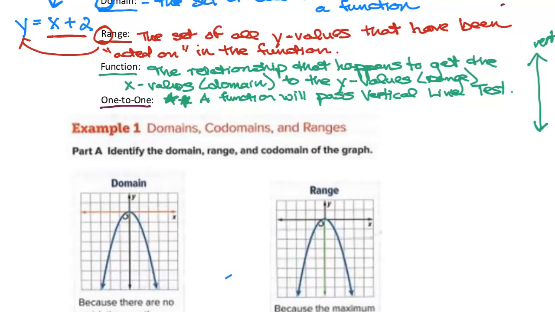And finally, one-to-one. So the important thing here for one-to-one is that it has to be a function first. It has to be a function first. So if it's not a function, forget about it. It doesn't have to be one-to-one. You don't even need to check. Okay? It has to be a function first.